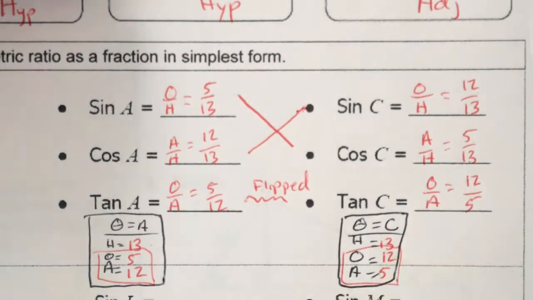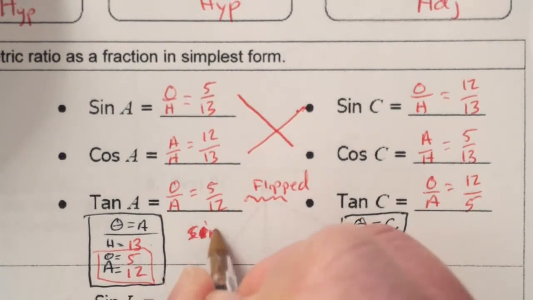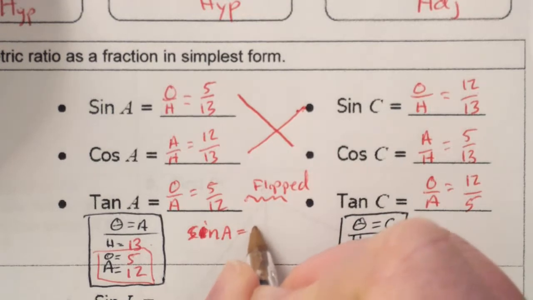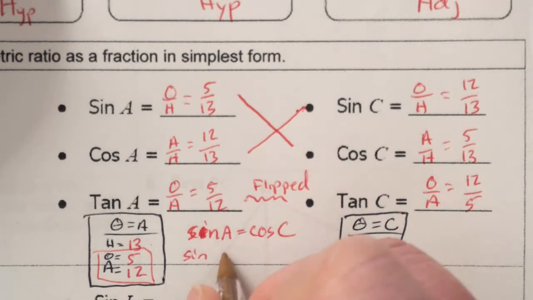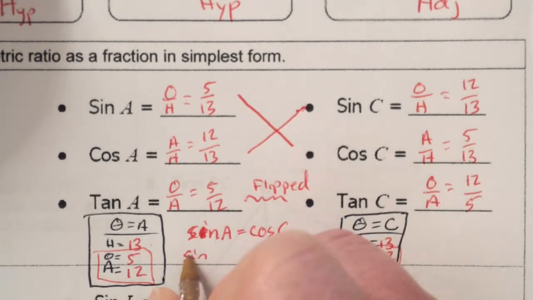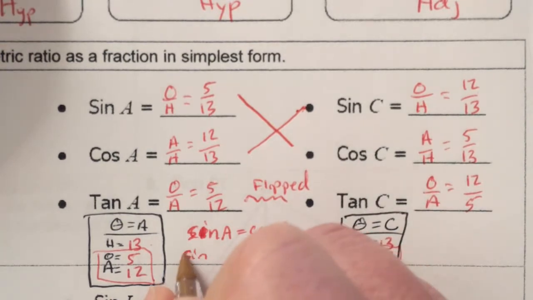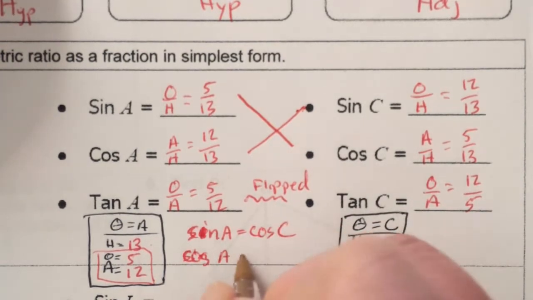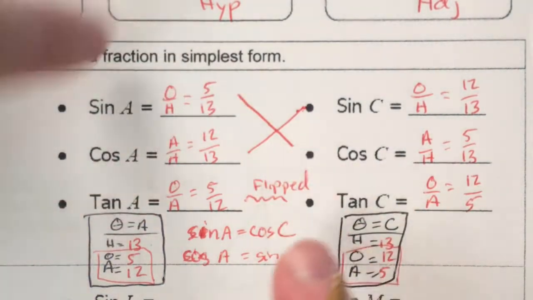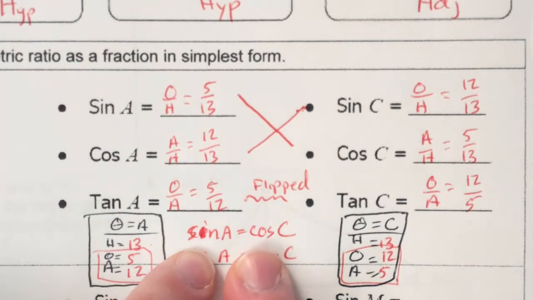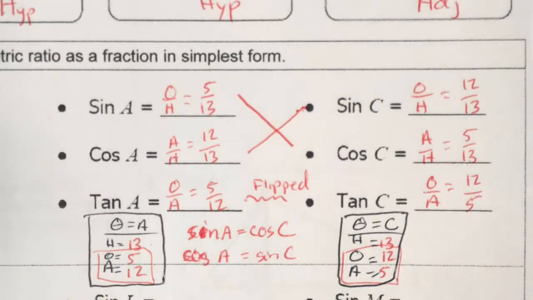All right, so it's very important to know that sine of A is equal to cosine of C, and cosine of A is equal to sine of C. So it's very important to know that these two are equal. So sine and cosine are equal to each other when they are different angles, and so on and so forth. All right, so just pointing that out.